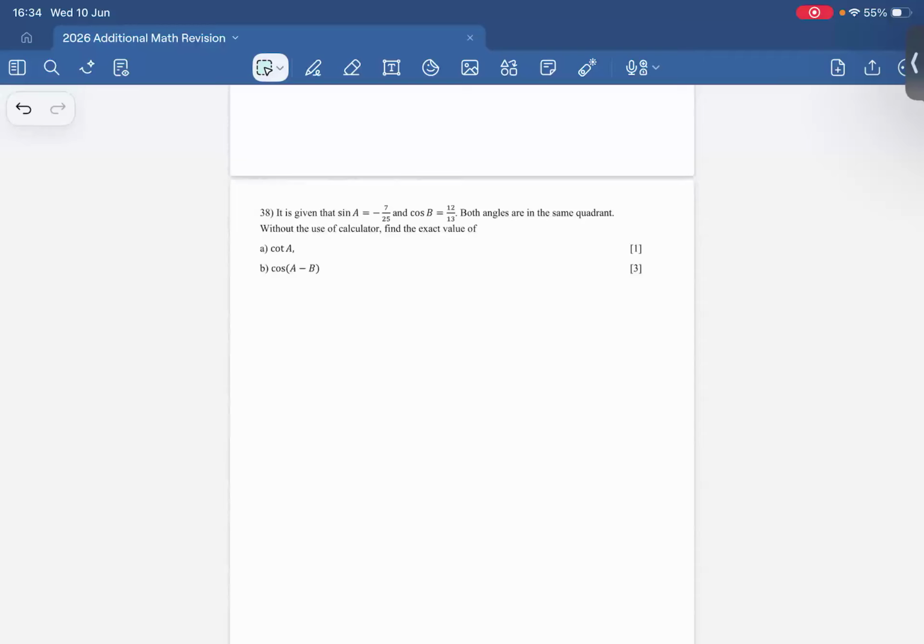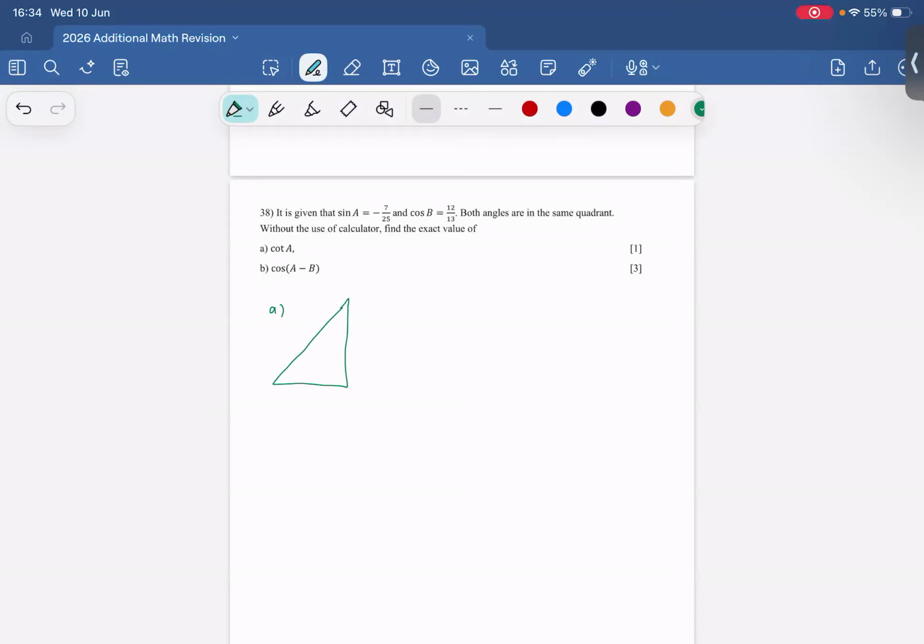Okay, so for this kind of question, you cannot use calculator. What you need to do is draw your triangle. So sine A equal to 7 over 25 means the opposite is 7, this is 25, this is my A. So use Pythagoras to find this. Next, you have another triangle also. This is B. Cosine is 12, adjacent over hypotenuse. Then go and find out this one.